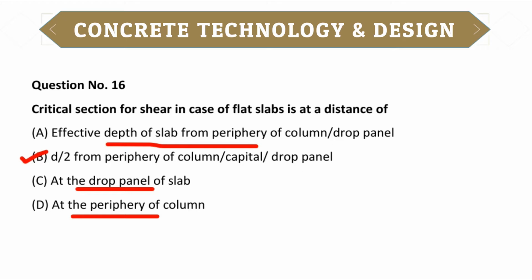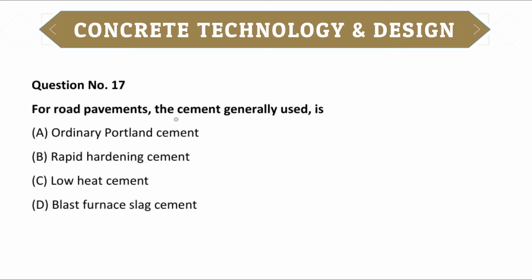panel. So next question, for road pavement, the cement generally used is: option A, ordinary Portland cement; option B, rapid hardening cement; option C, low heat cement; option D, blast furnace slag cement. So the correct answer is option B, rapid hardening cement.